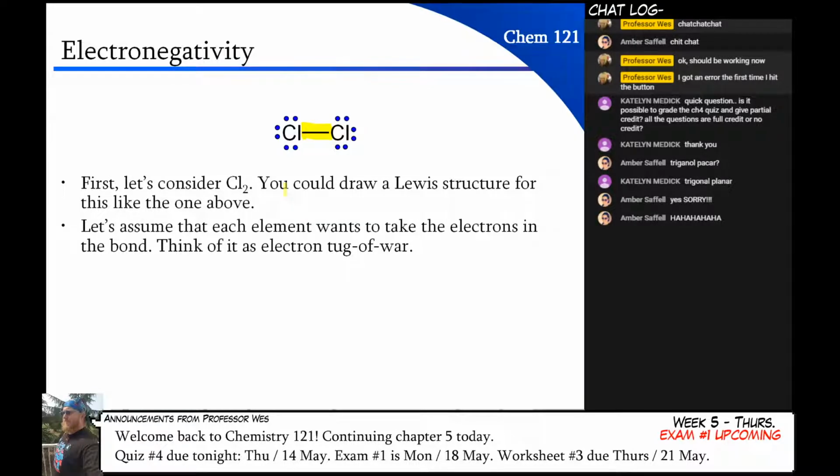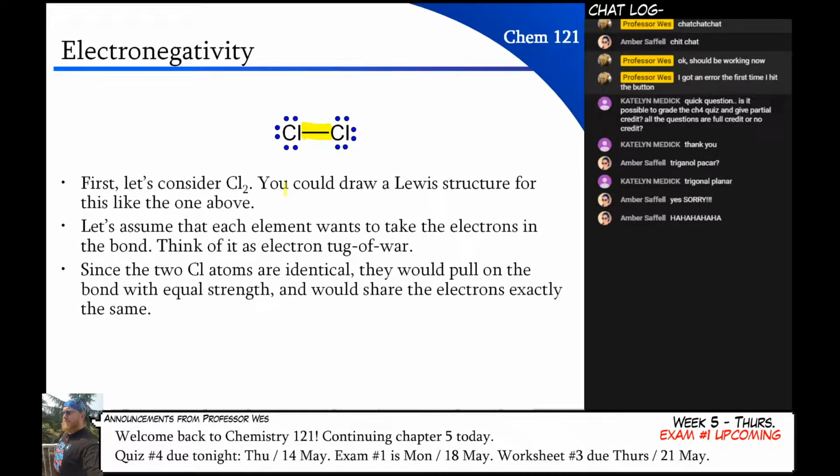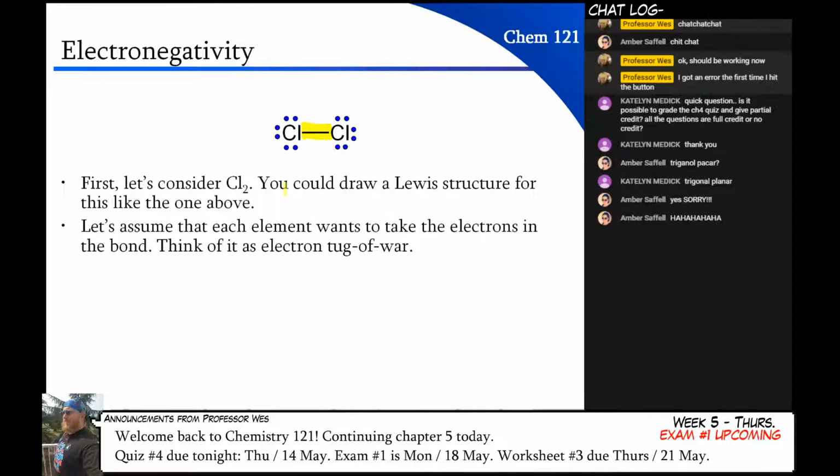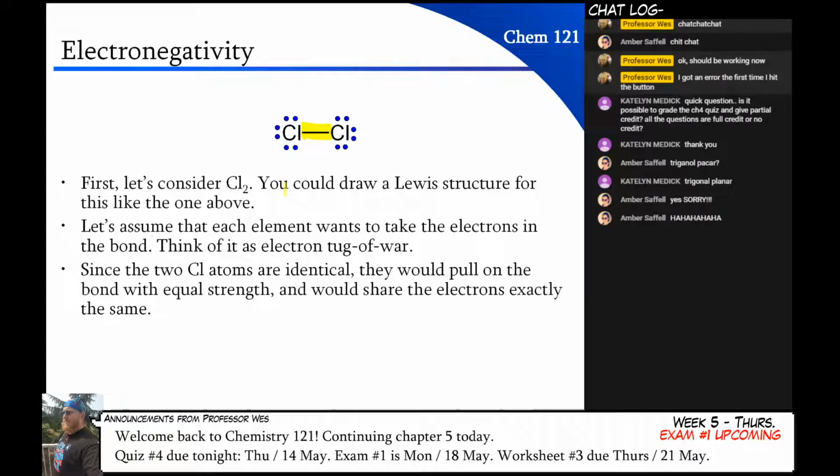Now, given that these atoms are exactly identical, they're both chlorine, which one will tug the electrons closer to the other? And I just revealed the answer. What you're probably thinking is, well, they're both chlorine, they have the same protons, they'll pull exactly the same, and it'll be a tie. And that's correct. If both of the atoms are the same, they pull with equal strength. The electrons are shared exactly the same, and so the electrons would be right in the middle. There would be no distribution of the electrons on one side over the other.